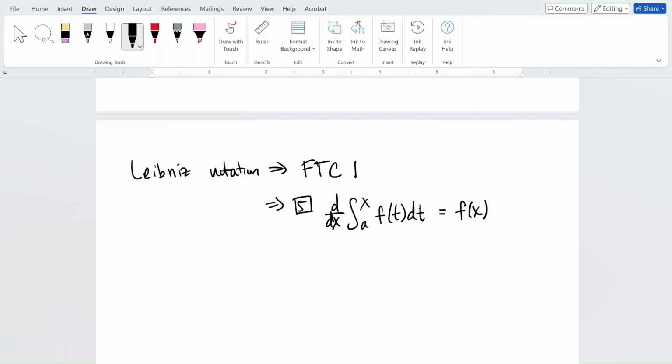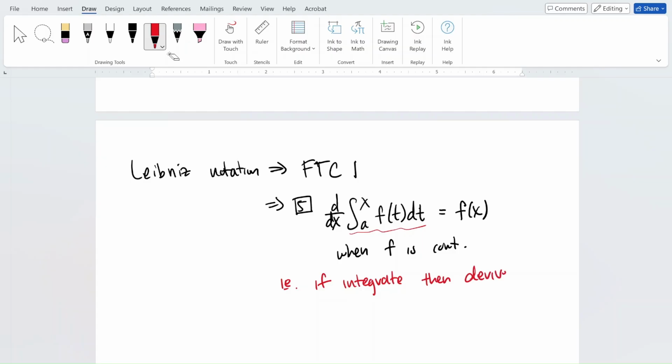So this is true when f is continuous. In other words, I should have written this all in red, so let me change to red right now so that it stands out. So if we integrate first this portion, then we take the derivative of this portion, then we get the original function f, which is the right-hand side.